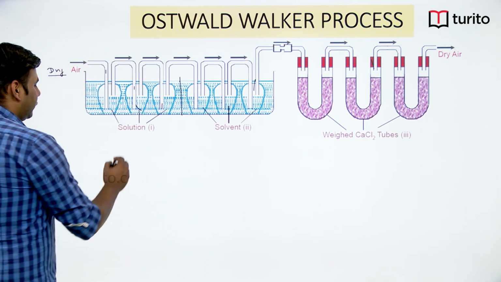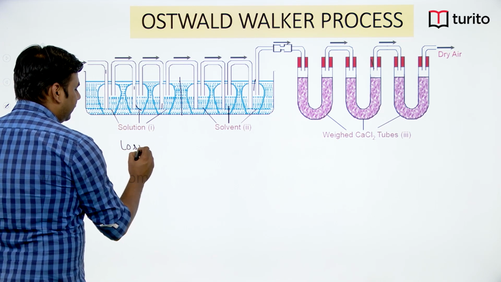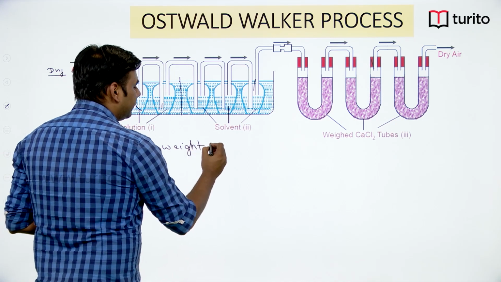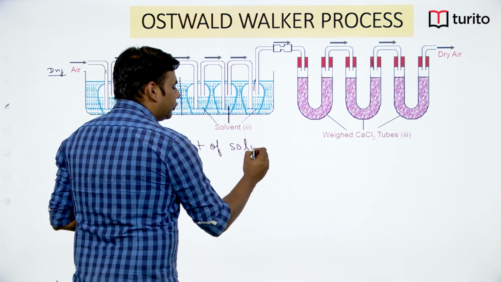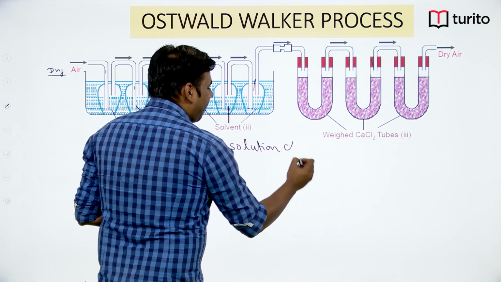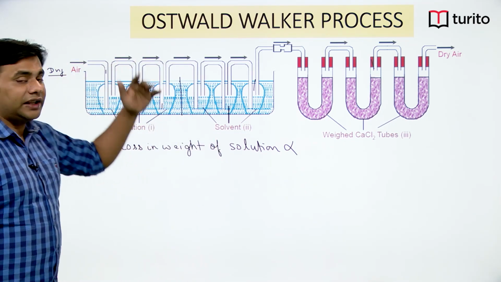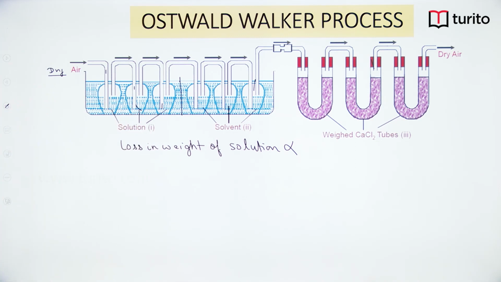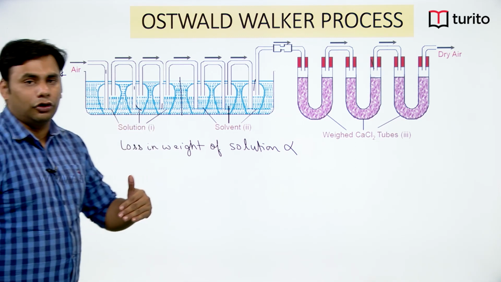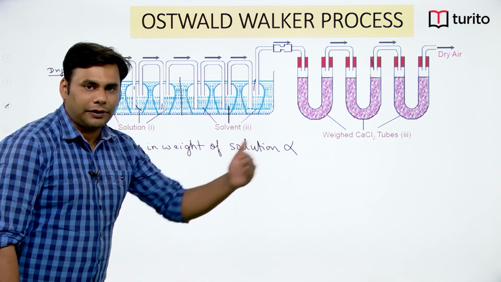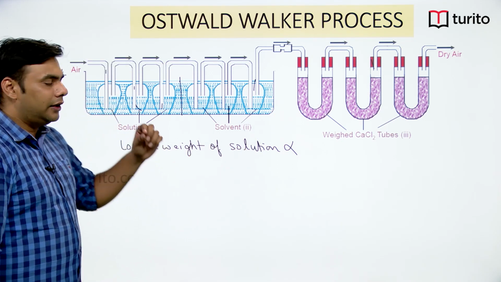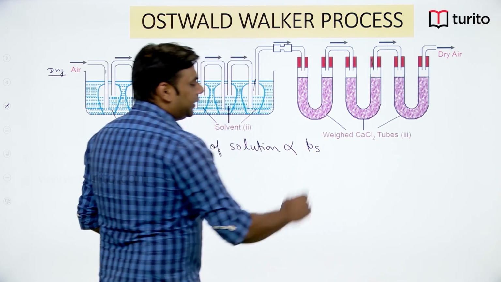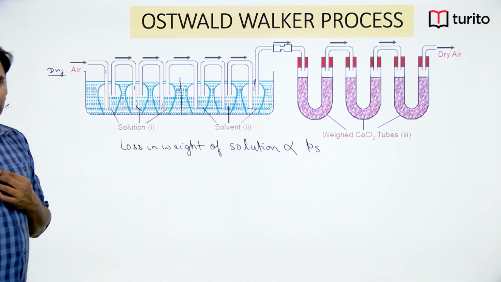Hope this is clear. So we'll say that loss in weight of the solution would be proportional to the amount of vapor that has been taken by the dry air. The amount of vapor that has been taken by the dry air would be dependent upon the vapor pressure over the solution. So we say that loss in weight of solution is proportional to the vapor pressure over the solution. Hope this is clear to you.